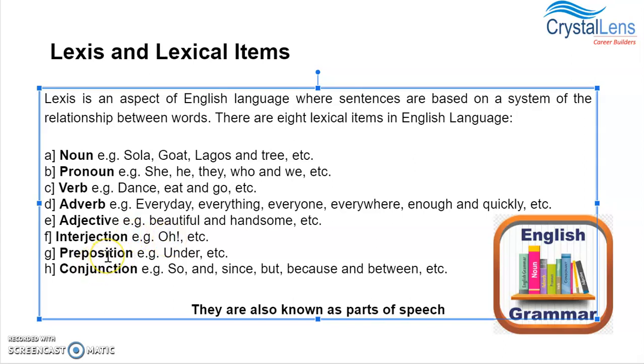And then a preposition is a word that tells you the position of a noun or a pronoun in relation to another noun or pronoun. Like the book is under the table. I am telling you the position of the book in relation to the table. Lastly, we have conjunction. Examples are so, since, but, and etc. They help to join two words, phrases, or clauses together. So these are the different parts of speech we have in English language.